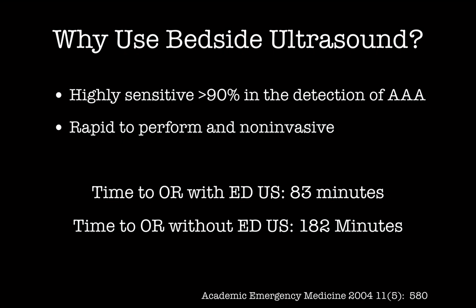Now, if a patient comes into the, let's say, the emergency department, and they have symptoms, so they're hypotensive, or they've got abdominal pain, or they've got both, and you detect a dilated aorta, you should assume that it's a ruptured AAA, which means time is of the essence. And so you can look at this study here done in emergency medicine. Time to the OR if you use ultrasound versus you don't use ultrasound is dramatically less if you use ultrasound because it's so much better than your physical exam skills in diagnosing that dilation.